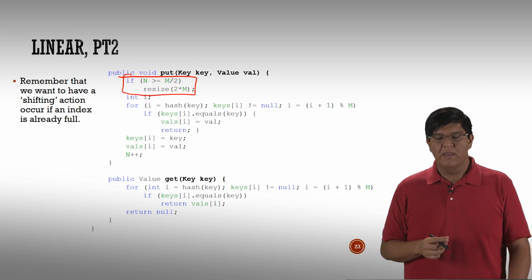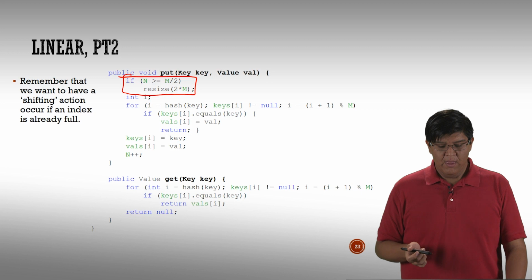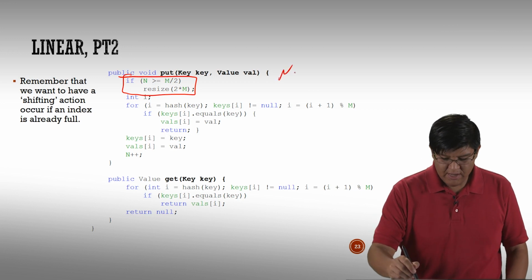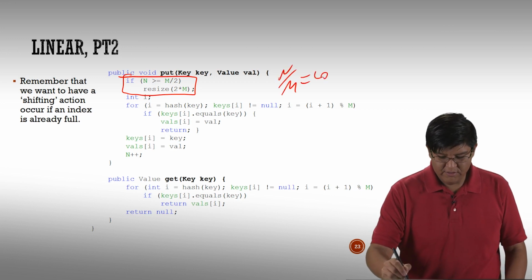The reason we want to do that is so that we can have good performance. By the way, this ratio here, N divided by M, we call this a load factor.